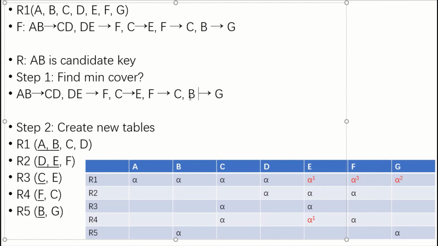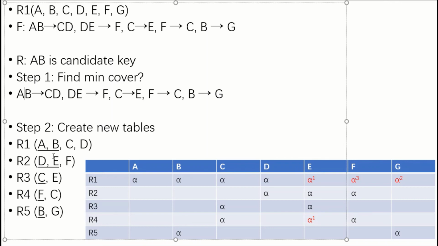Yeah, that's all. The closure of B is B, and I think that's about it. So I can't drop any of the functional dependencies, and this is the minimal cover. Next, I create a new table from every single FD.